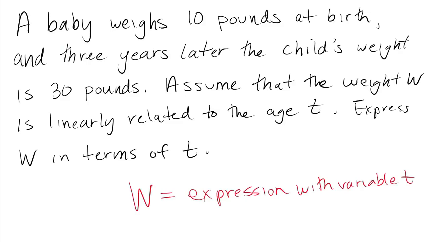Let's see what information we were given. The baby weighs 10 pounds at birth. So I can interpret that as a specific point. At age 0, at birth, the weight of the baby was 10 pounds.